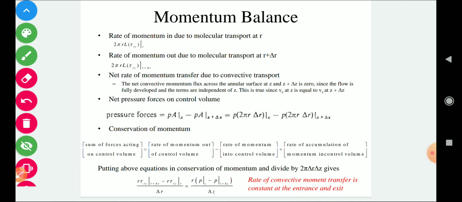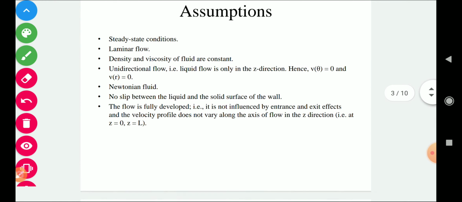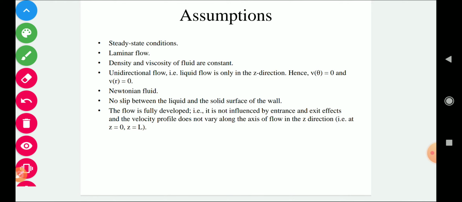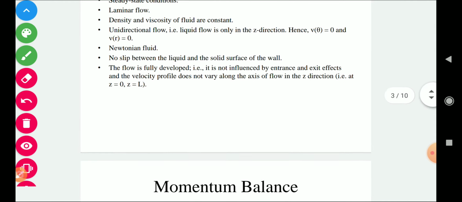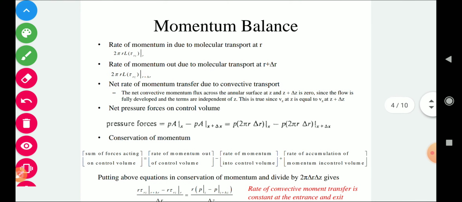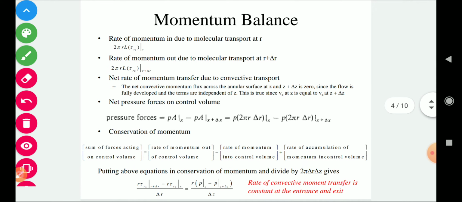Similarly, we can calculate momentum transport due to convective transfer. In that case, if you look at our last assumption, the flow is fully developed. It means it is not influenced by entrance and exit effects, and there is no velocity variation along the z direction. So if there is no velocity variation along the z direction, then the convective momentum at the entrance and exit will be the same. So the net rate of momentum transfer due to convective transport will be 0.